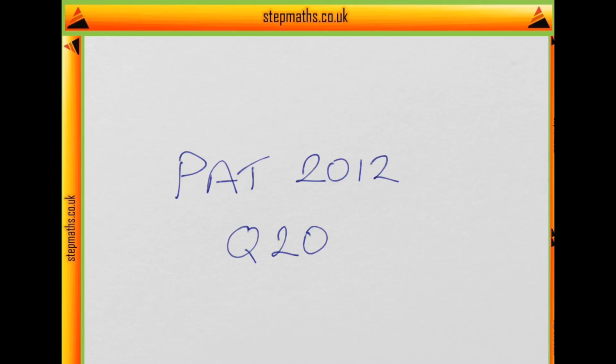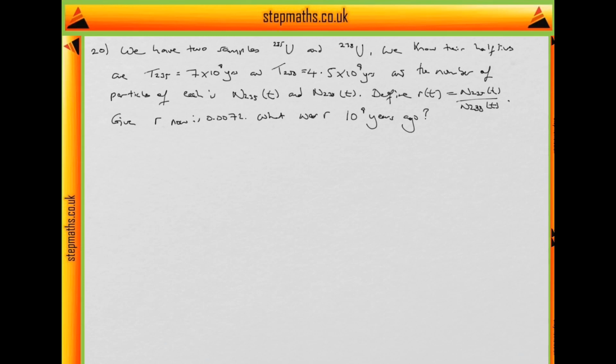Hi, today we're looking at the PAT paper from 2012, going through question 20. In question 20 we're considering two samples of uranium, uranium-235 and uranium-238.